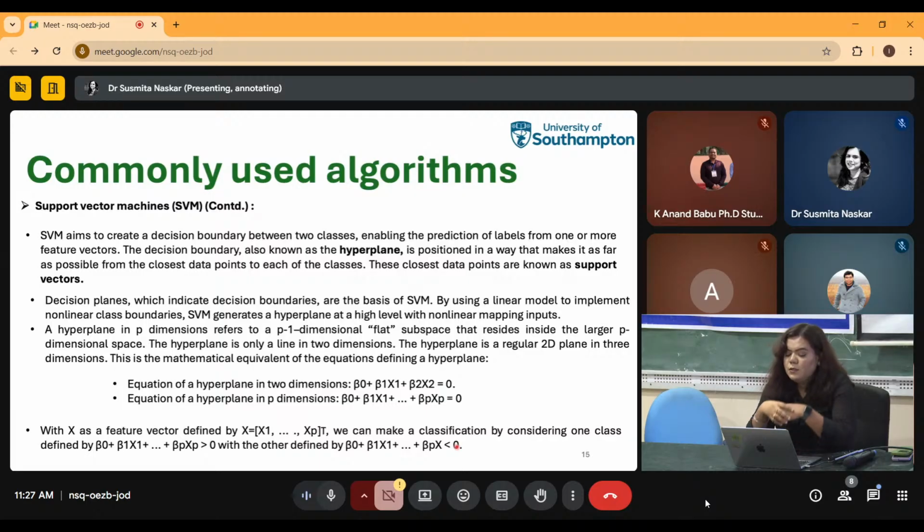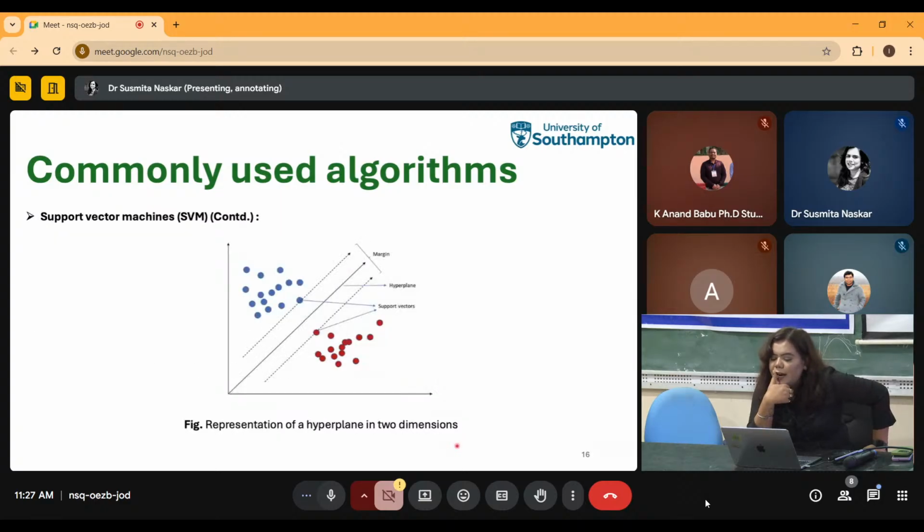and the other class is less than or equal to 0. So in simple terms, support vector machines find the line, plane, or hyperplane in higher dimensions that is the best way to separate the data, maximizing the margin between the classes and thus improving the prediction accuracy.